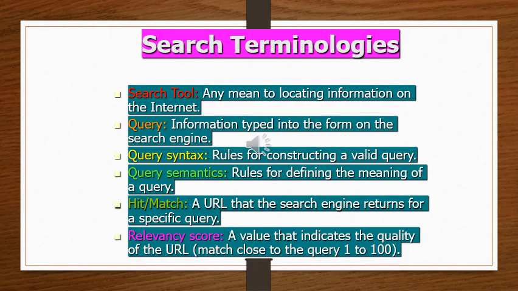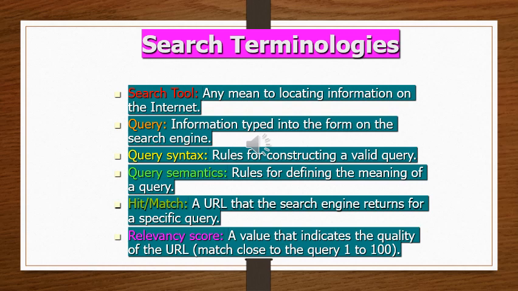Now, when you are ready to search, after typing yahoo.com or google.com, there are some terminologies that you need to understand. The first one is search tool. A search tool is any means to locate information on the internet. Then we have what we call the query, which is the information typed in the form of the search engine. So any information you are looking for, you type it in the form of a query. Then we have the syntax of the query. That is the rules we follow when constructing a valid query. So if you are looking for some information, there are ways we follow in typing that particular information into the search tool. Then we have the semantics, rules for defining the meaning of the query. So the meaning of the query is defined in the query semantics.